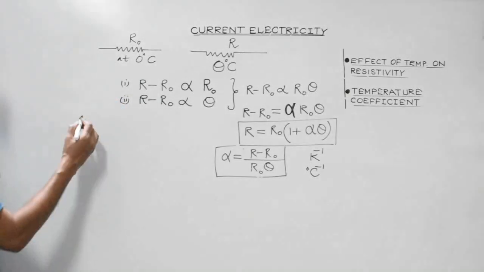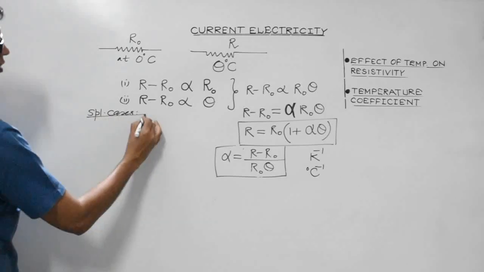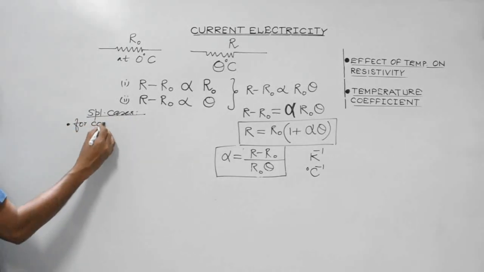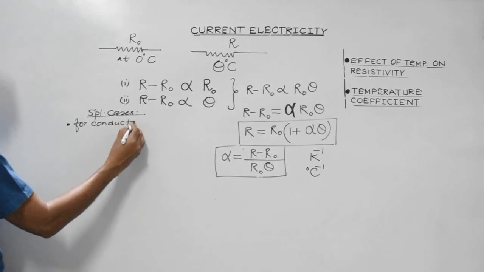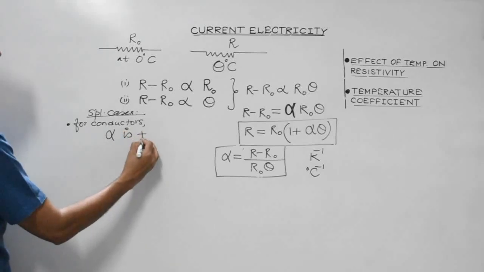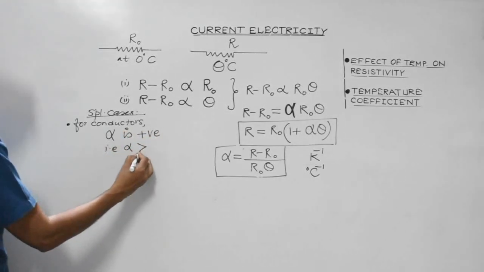Now again we need to discuss some special cases. Now look, first one, for conductors, alpha is positive, that is, its value is greater than 0.